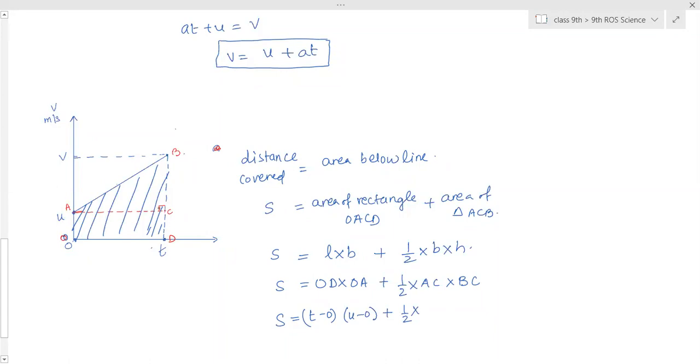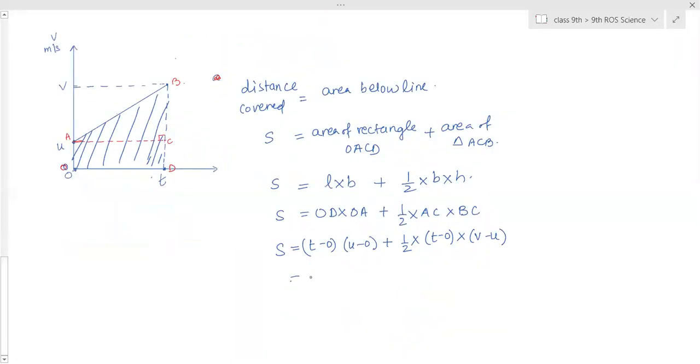AC means horizontal distance. So when we are calculating the horizontal distance, we have to take the x-axis values. A is at 0 and C is at T. So AC distance is T minus 0. And then BC: B is a vertical distance, so we check on the y-axis. B is at V and C is at U. So what is the distance BC? It is V minus U.